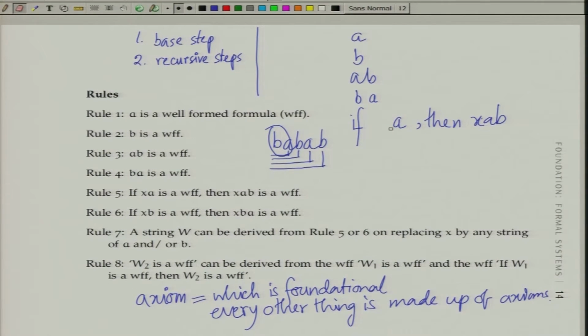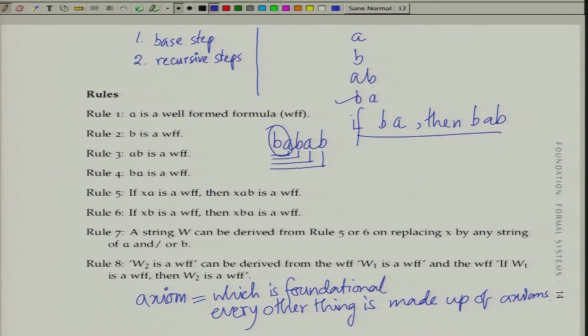So, when I replace X by B, I get, if BA is a WFF, then BAB is a WFF, and then already we know, now I can derive BAB only when I have both BA and this rule.